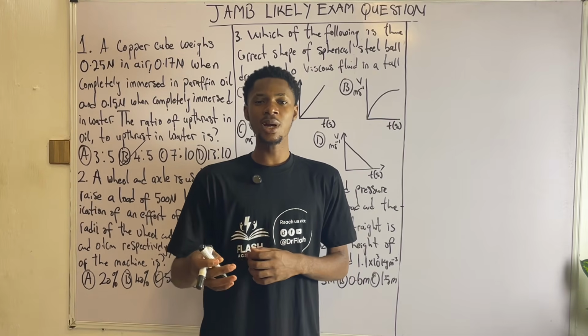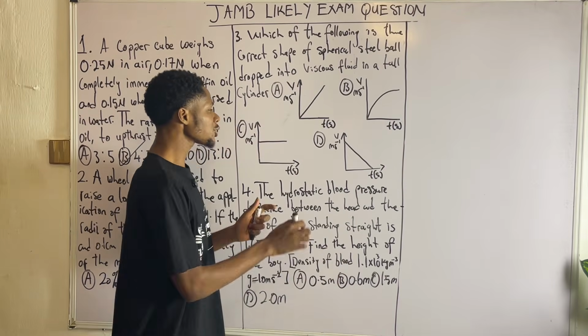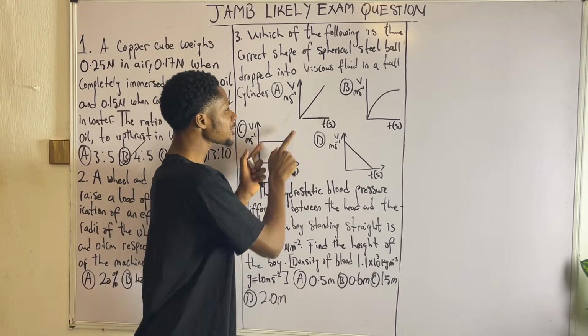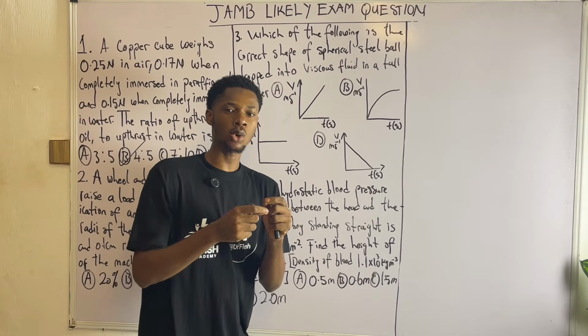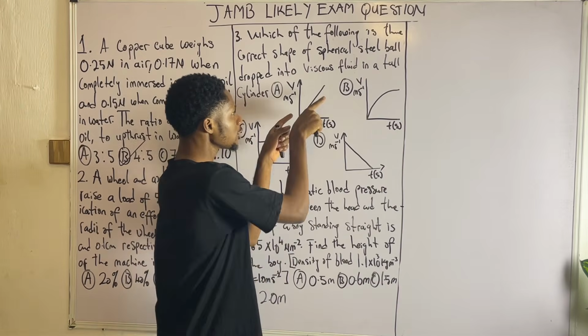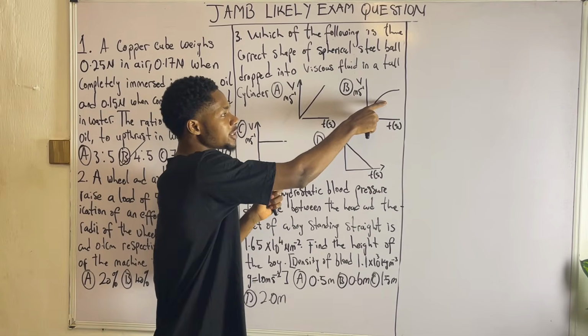But before it reaches terminal velocity, immediately it is dropped inside, it starts to accelerate. That is, if it starts to accelerate, the graph should be going like this. That is acceleration. Now as it starts to accelerate, after some time when it attains terminal velocity, it becomes constant. The graph now starts moving in this direction. So when you combine these two graphs together, what you get is this.